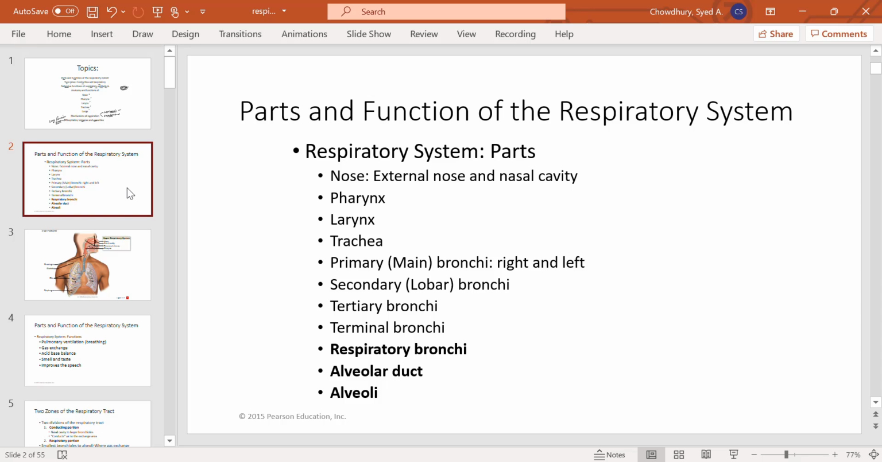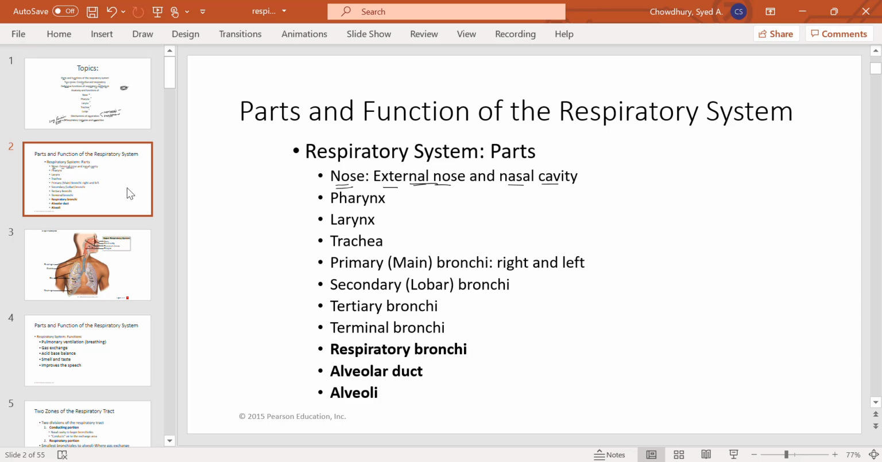Okay, so first we'll see the parts of the respiratory system. You know that the uppermost part is the nose. So nose is the beginning, right? Now the part you can see from outside is the external nose. That's only a part of the whole or entire nose you can see from outside. However, if you see inside the nose, you have a cavity that is called the nasal cavity.